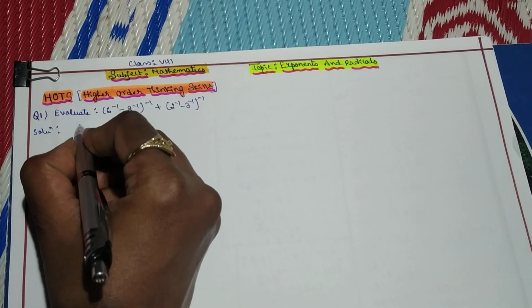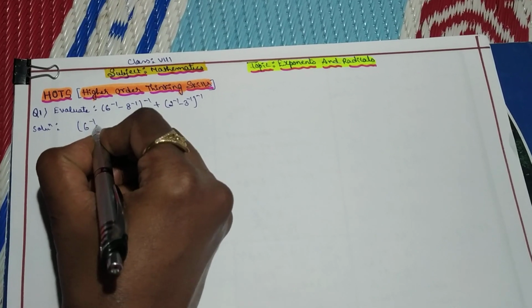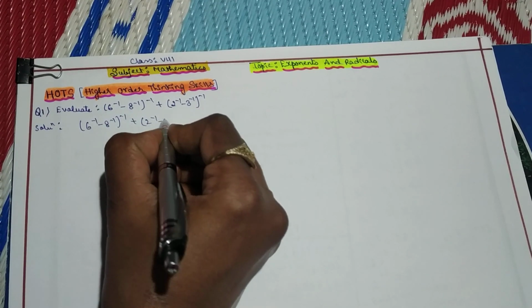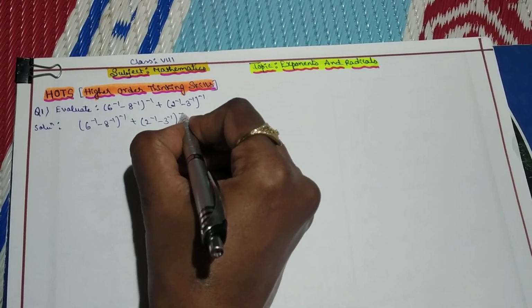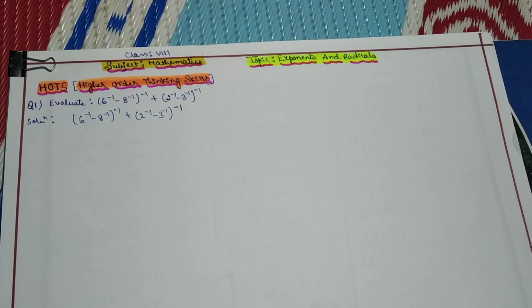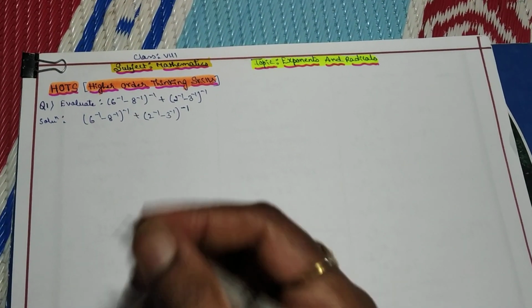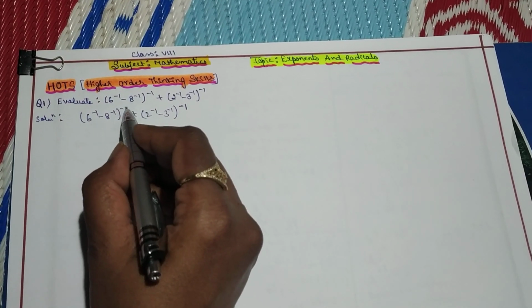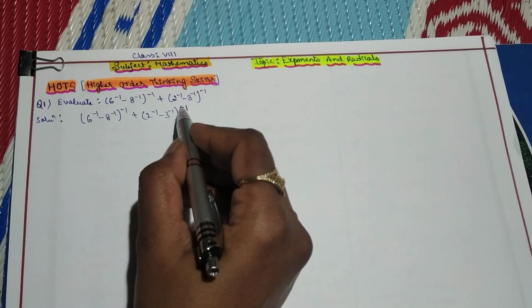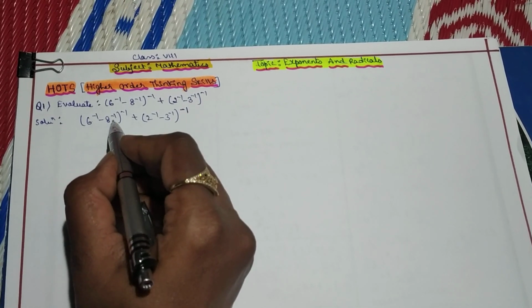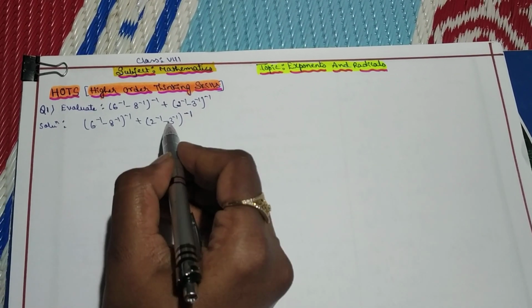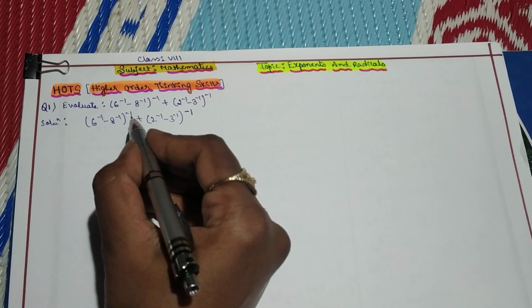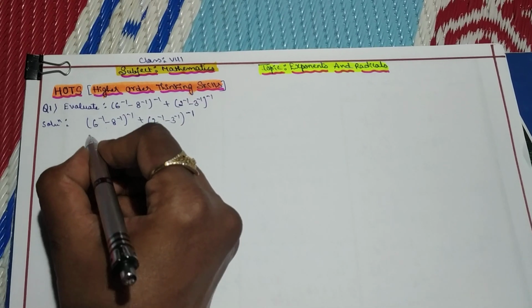First let me take the same expression that is given in the question. (6 to the power of minus 1 minus 8 to the power of minus 1) whole to the power of minus 1 plus (2 to the power of minus 1 minus 3 to the power of minus 1) whole to the power of minus 1. You can observe here, children, there are two exponential forms with whole to the power of minus 1, and here also the same. But in between the exponential forms we have a minus sign, so we don't have any law of exponent. So in that case, what we need to do? We need to simplify the exponentials.